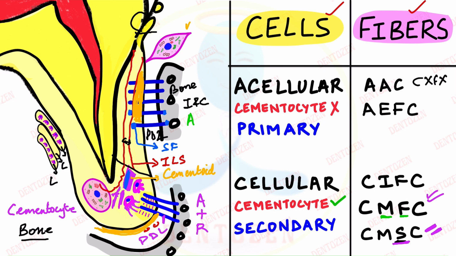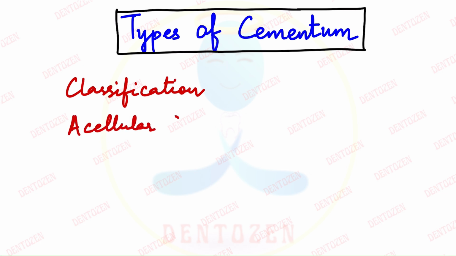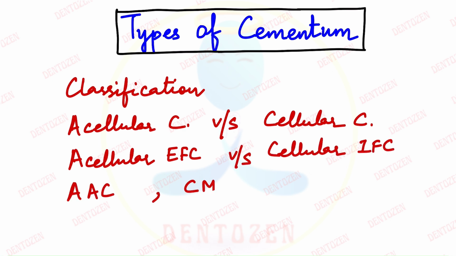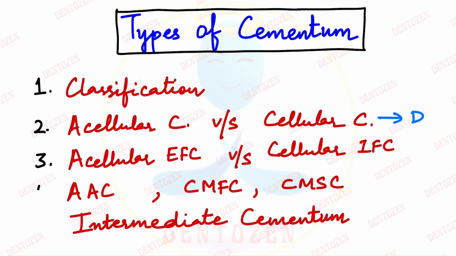Now let's see how to write for your exam. The contents of your answer on types of cementum: first you will write the classification, then you will differentiate the two main types, acellular from the cellular, then based on fibers, acellular extrinsic versus cellular intrinsic fibers, then based on the fibers, the other three types, and also you can discuss a special type of cementum which is called intermediate cementum, which we'll see further in the video. Now acellular and cellular diagrams also. So let's start with the first part of your answer, that is classification.